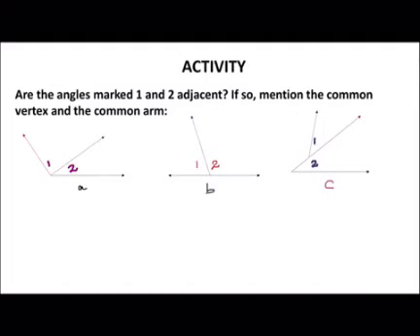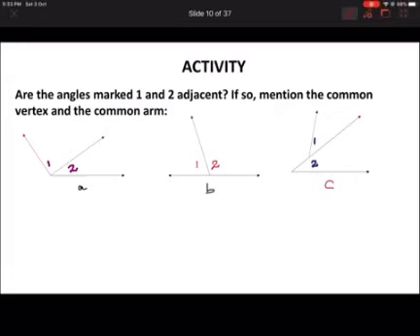Now you decide in which figure you have adjacent angles and which figure does not have adjacent angles, and why. Okay. Think and tell me, children. What is the condition required for adjacent angles? Now you are very clear. They should have a common vertex. Yes, we have a common vertex. They also should have a common arm. Yes, we have a common arm. So I can say figure A has an adjacent pair of angles. Do you all agree?